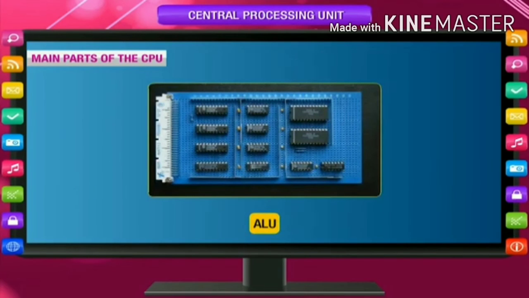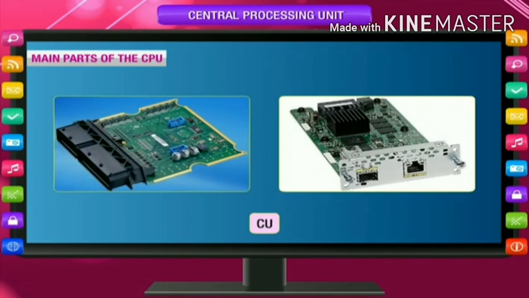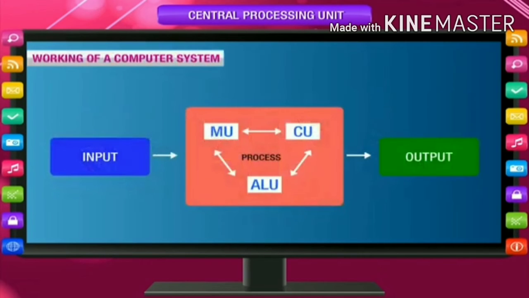ALU. It is the arithmetic logic unit that performs all calculations and logical operations. Third is CU. The control unit manages all the operations of a computer system and all parts and peripherals of a computer system. It also controls the transfer of information from one part of the CPU to another.